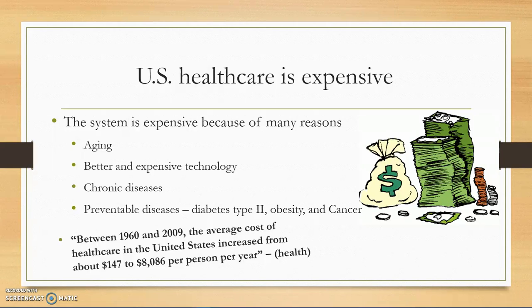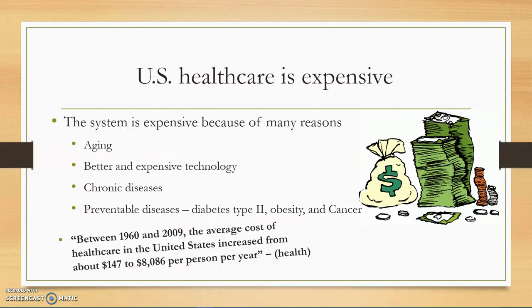We are making better and more expensive technology to help us give better healthcare. We have a lot of chronic diseases because we are getting older. A lot of older people are dealing with hypertension or high blood pressure or chronic pains that last a lifetime. And we are also spending a lot of money on preventable diseases such as diabetes, obesity, and cancer. Cancer can be detected early, which can be categorized as a preventable disease.